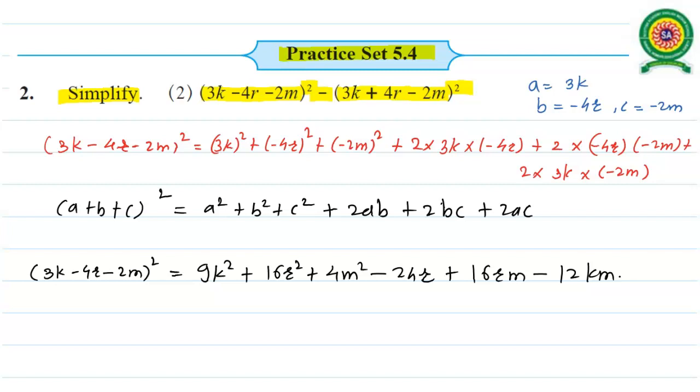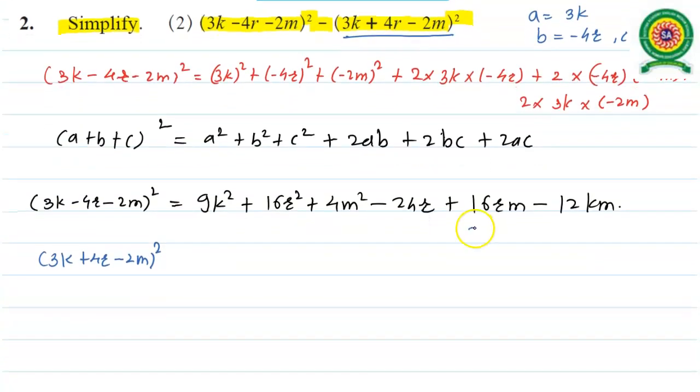Now look at the next bracket. It is of the form (3k + 4r − 2m) the whole square. Here the a value becomes 3k, b is 4r, and c is −2m. So the expansion for (a + b + c) the whole square is of the form, let's replace a, b, c by their values.